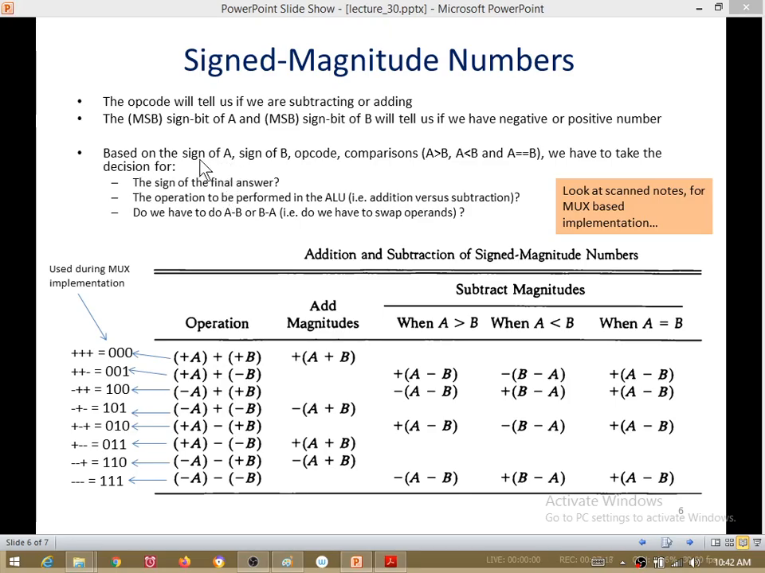So based on the sign of A and B, based on the operation code, and based on the comparisons, I have to take these three decisions. The decision related to the sign of the final answer, the decision related to which operation has to be performed, either addition or subtraction, and the decision whether we have to swap our operands, which means do we have to do A minus B or do we have to do B minus A.